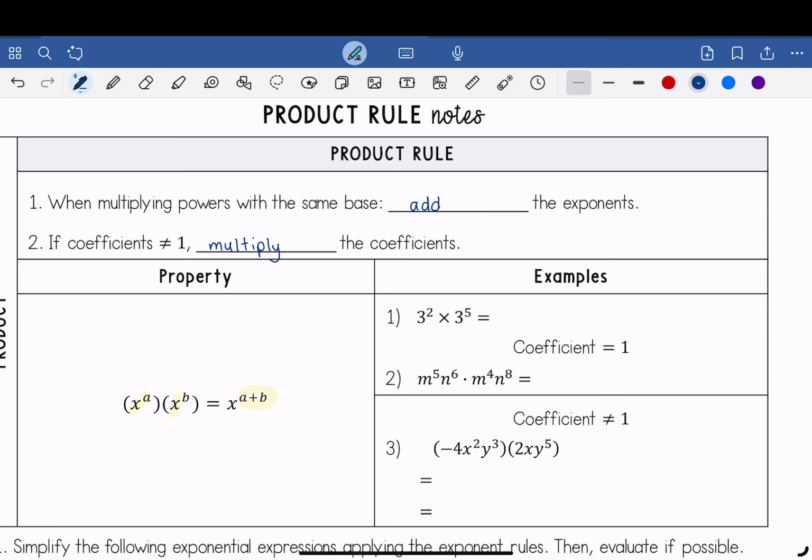So we have an example 1 here. 3 to the power of 2 times 3 to the power of 5. The base is the same, 3 and 3. So we're just going to add the exponents. So 3 and then 2 plus 5, which is further simplified to 3 to the power of 7. Now let's look at example 2.